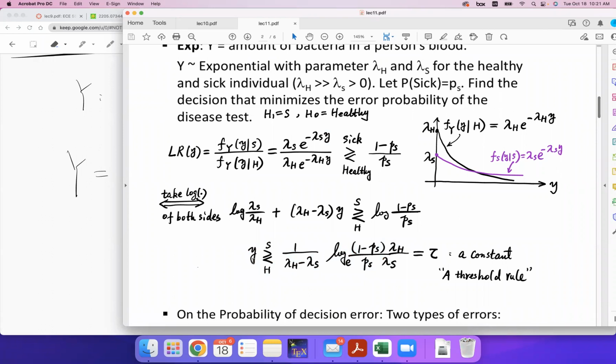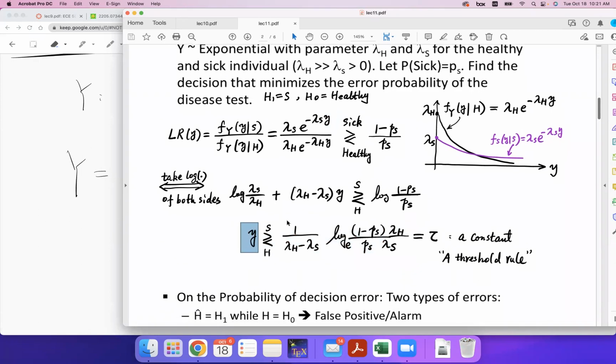On the left-hand side, we have the blood test result Y, the number of bacteria in the blood. On the right-hand side is a threshold, and this threshold depends on how you model healthy and sick people and your understanding of the prior information of this disease. Once you have all this information, the right-hand side is a number, tau. This is called the threshold or the decision threshold. In the end, we want to obtain such a test. This decision rule only looks at your blood test results, and based on this threshold, we can claim if you are healthy or sick.